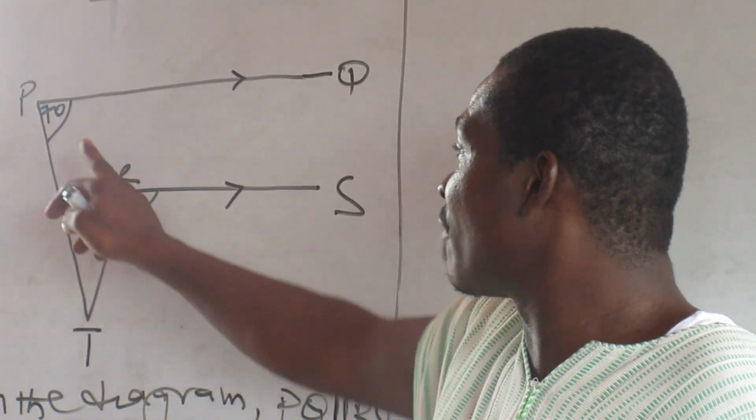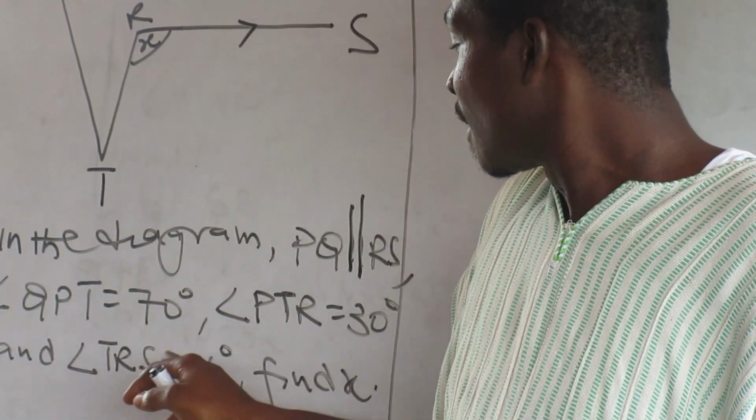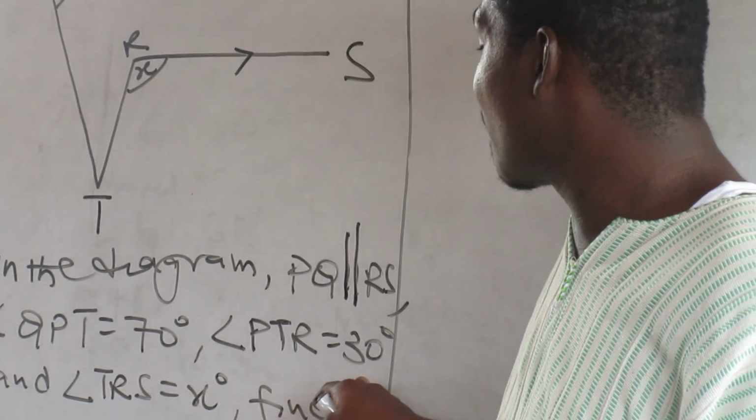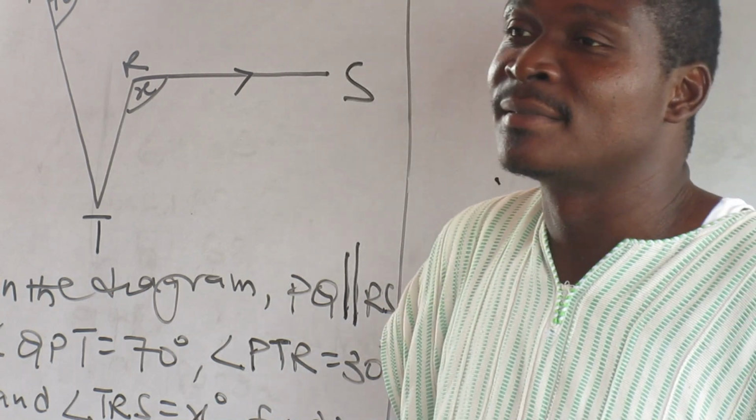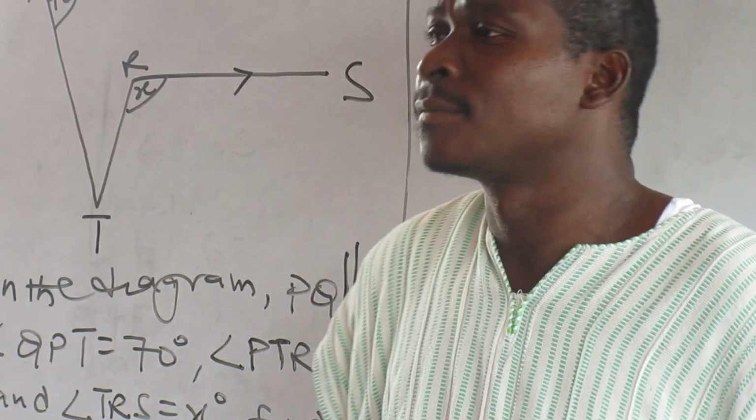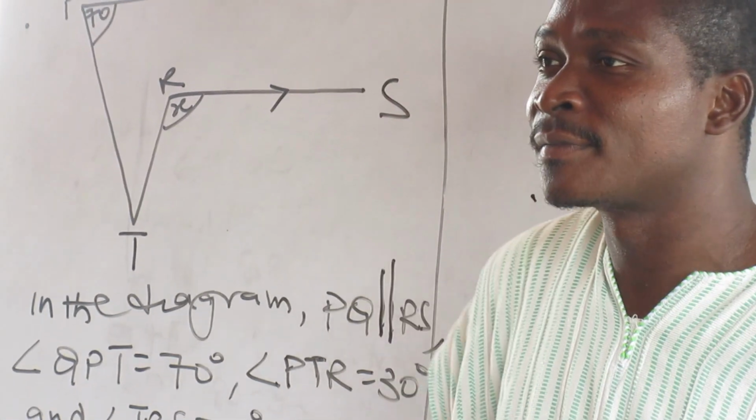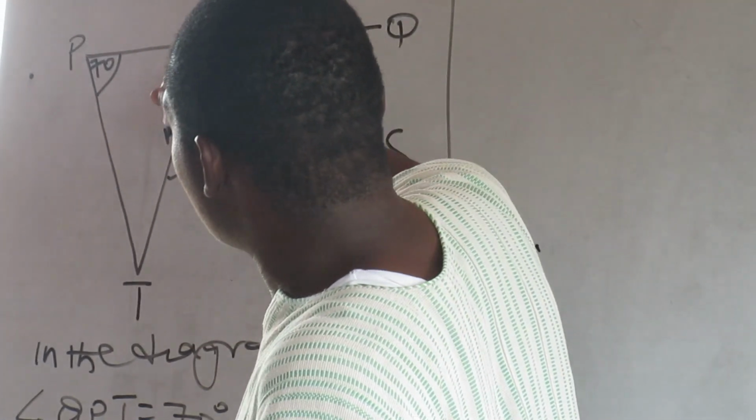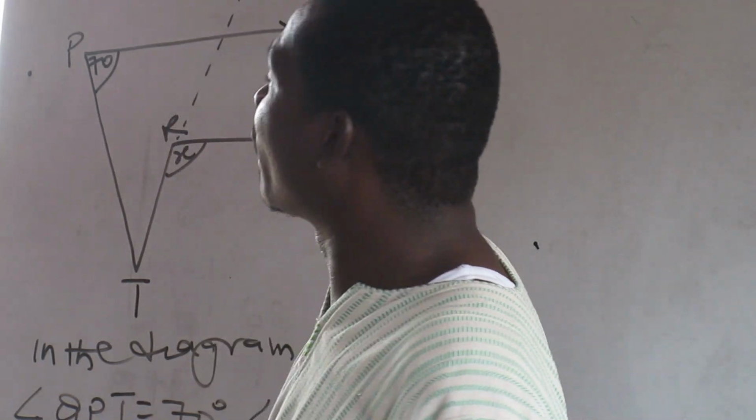Angle QPT is 70. QPT, the one in the middle is the carrier of the angle. Angle PTR is 30. Find X. Any idea? Find X. What do you think we do? Somebody said I should draw a symmetry line from here like this, right? Good. Then what again?